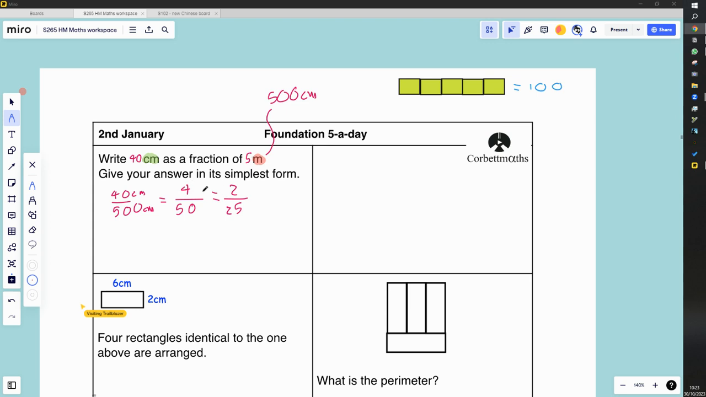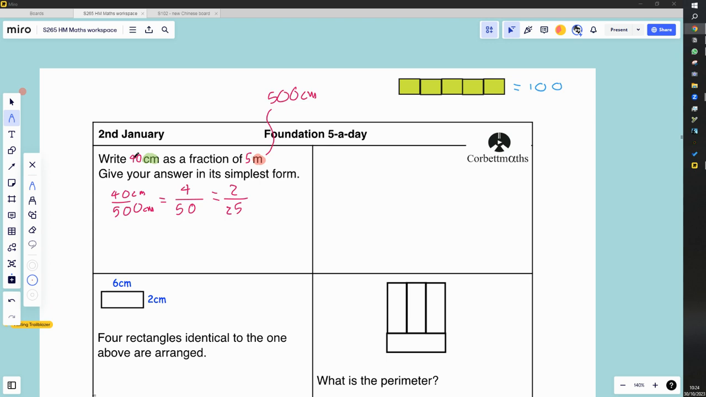Okay, good. Divide 4 by 2, we get 2. Divide 50 by 2, we get 25. We are now done because 2 can only be divided by 2, or 1, but that wouldn't do anything, and 25 can definitely not be divided by 2 because it is an odd number. Once again, the 40 was the numerator and the 500 was the denominator. Whenever we write something as a fraction of something else, that's what it means. It means what proportion of this is that.